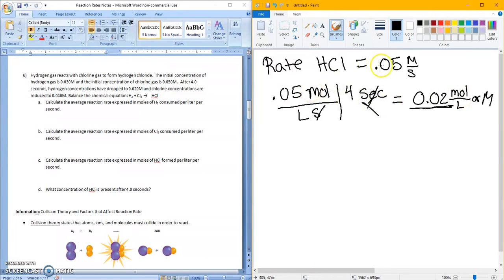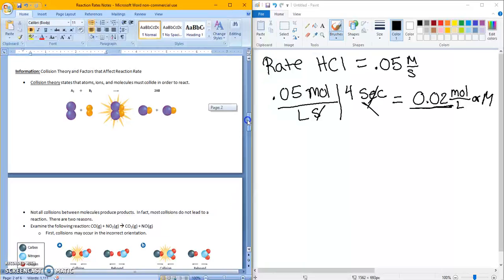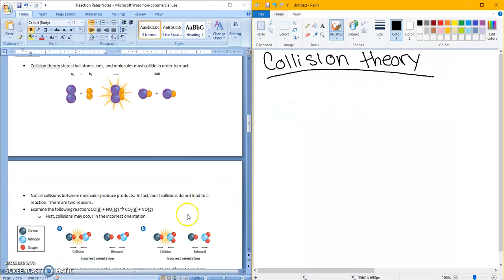All right, so calculating rates is important, and you'll have to be able to do that, but understanding why they occur is probably the bigger picture. So what I want you to do is read through the material, and we're going to go over it. Make sure you read through it, try to understand it, and we'll go over it.